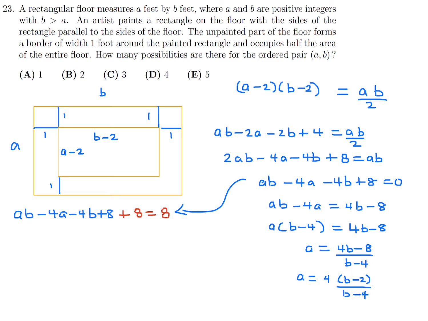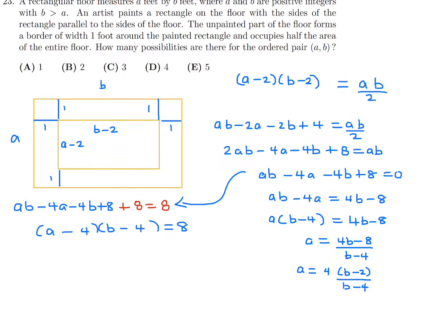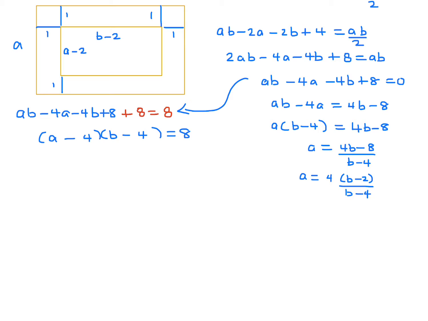This whole thing can factor into the following. It'll be (a minus 4)(b minus 4), and this becomes 8. And in my opinion, this is slightly easier to work with than the other form right here. It's up to you, it's your comfort level. So what we do, as always, is make a little table and plug away values for a and b.